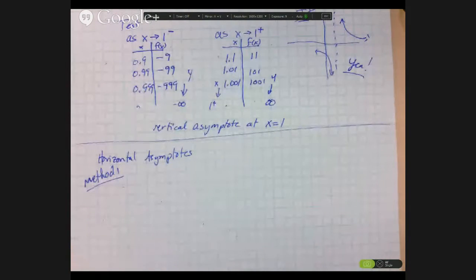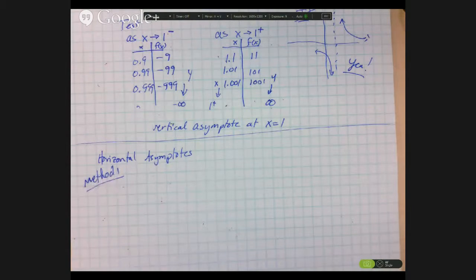Okay, we cleared a couple of them up. Okay, horizontal asymptotes.